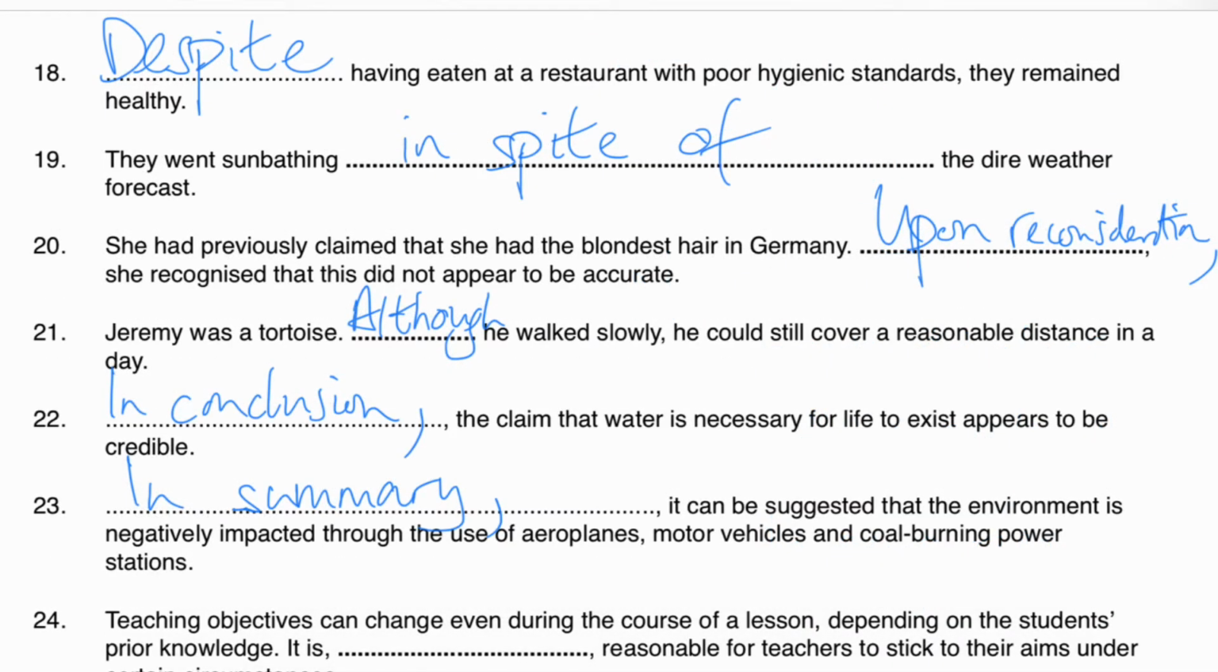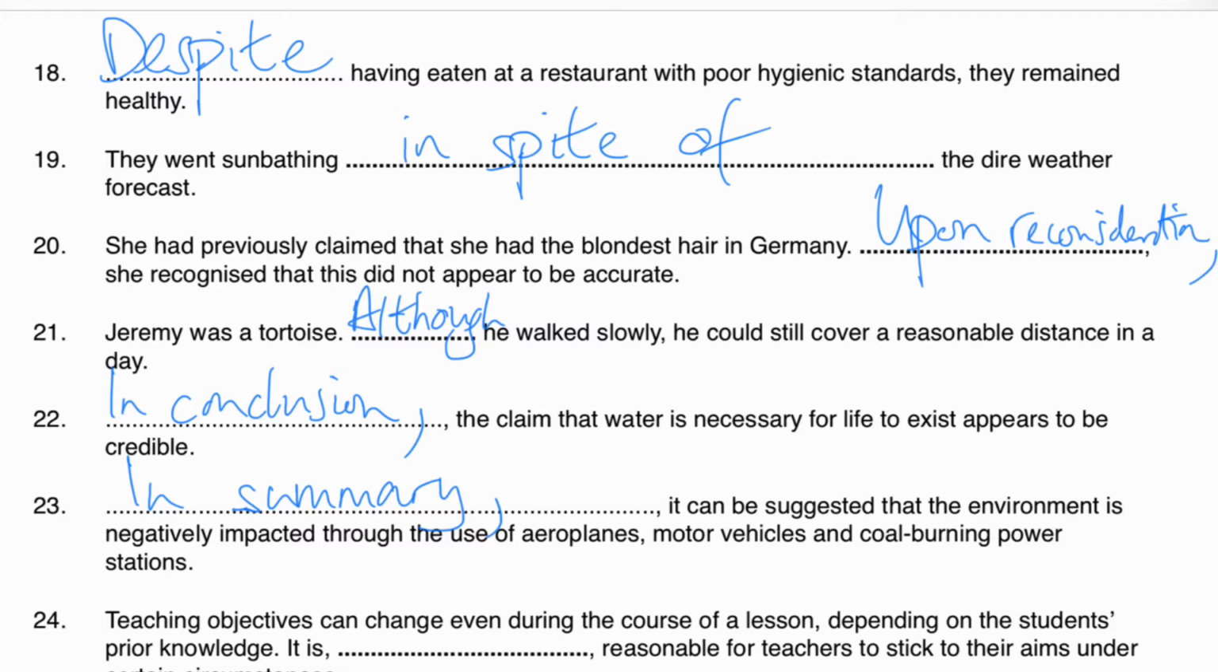Numbers 18 to 23. Despite having eaten, or in spite of having eaten, but not although. 19. They went sunbathing in spite of the dire weather forecast, or despite the dire weather forecast, but not although. 20. Upon reconsideration. So that's a fancy way of saying thinking about it again.